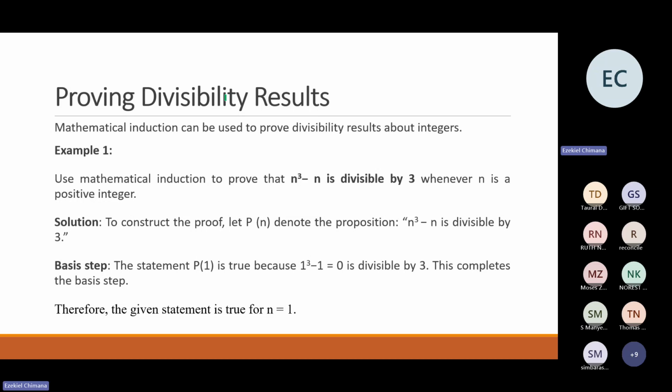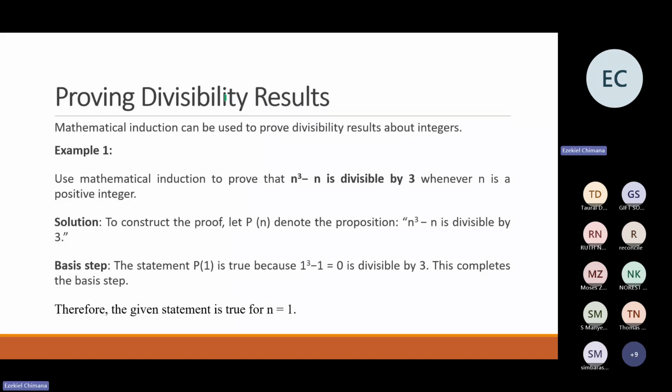For example, use mathematical induction to prove that n cubed minus n is divisible by 3 whenever n is a positive integer. Solution: to construct the proof, we will let P(n) denote the proposition that n cubed minus n is divisible by 3. In other words, whenever you take the cube of an integer and subtract that integer, the result is always divisible by 3. That's the claim. So we need to prove that by using mathematical induction.